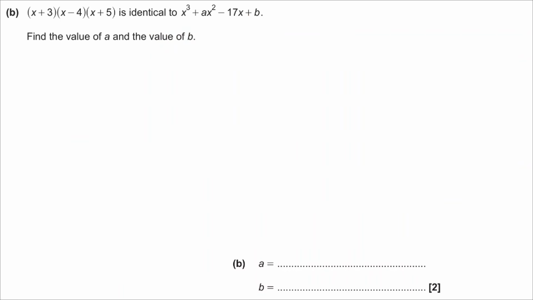B, you've got this here. You've got a triple bracket that is identical to this here, where you want to find the values of A and B. Now, there are a few tricks that you could use here to make it a little bit easier for yourself.